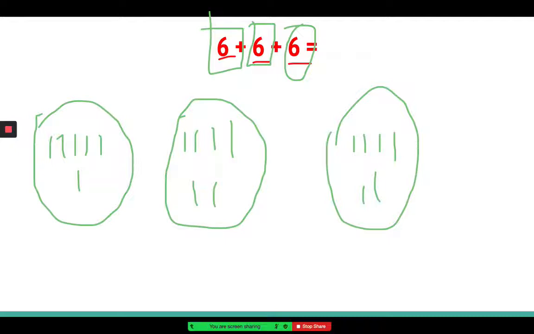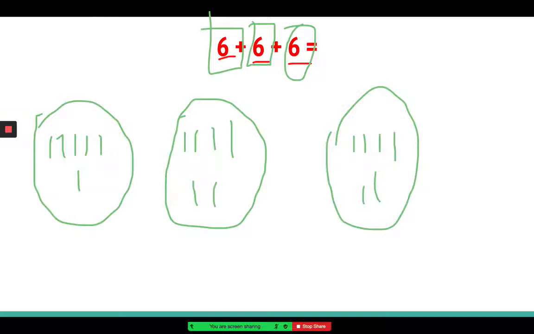Because remember, we want to be quick and correct. Good mathematicians use efficient strategies. So let's multiply. Let's write the number sentence that matches. Well, we know that when we multiply, we always start with our groups. So how many groups do I see?